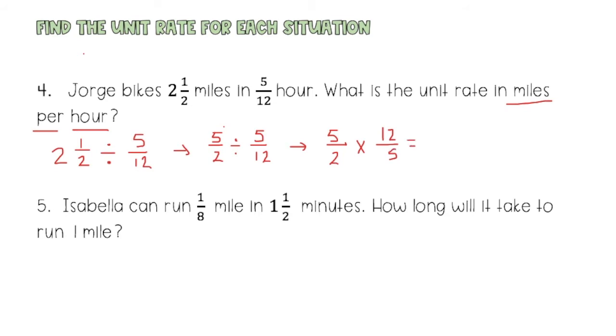I can multiply straight across. So 5 times 12 equals 60. And 2 times 5 equals 10. When I simplify my answer, 60 divided by 10 gives me 6. And I have to make sure that I label my work. So 6 what? I'm going to look back to what I underlined. So this represents 6 miles per hour.